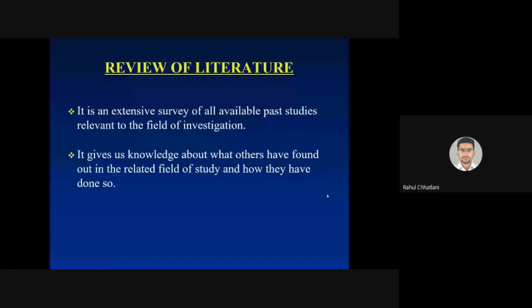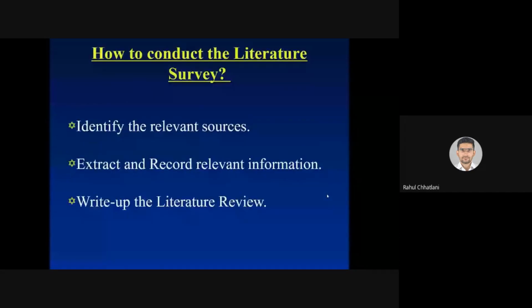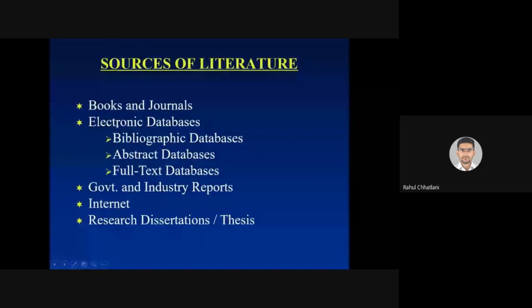Second was review of literature. So what is available, we see through all of them. We conduct the survey. Sources will be books and journals, electronic bibliography, abstract, full text database, government reports, industry reports, internet, the biggest source, and research dissertation or thesis, which is available in the colleges, which is available in the universities.